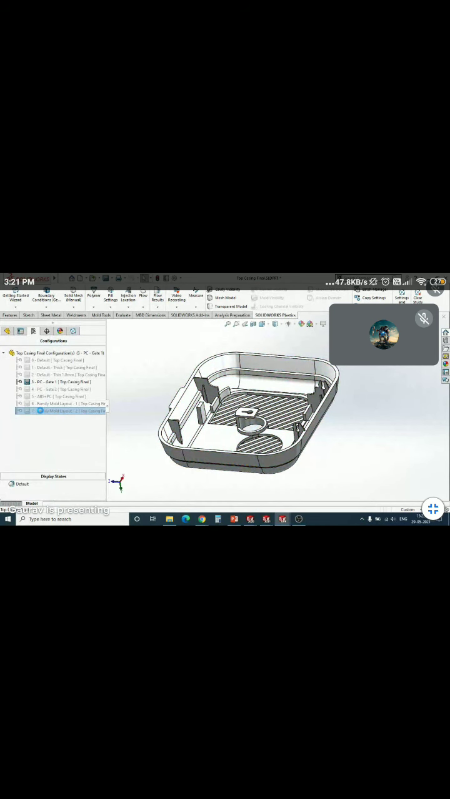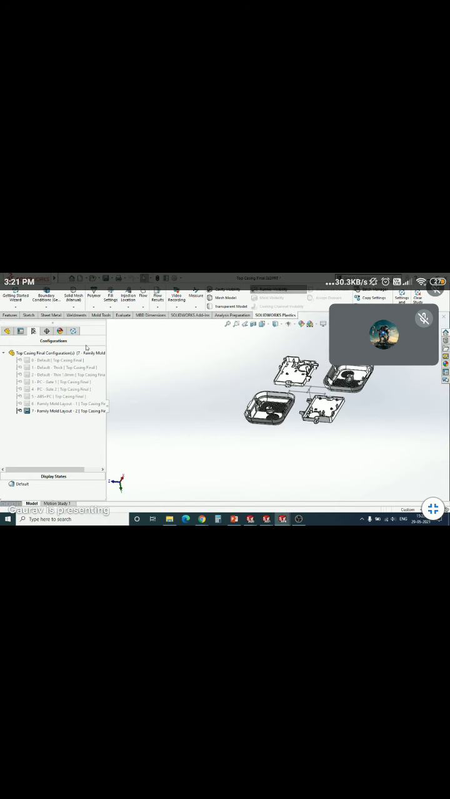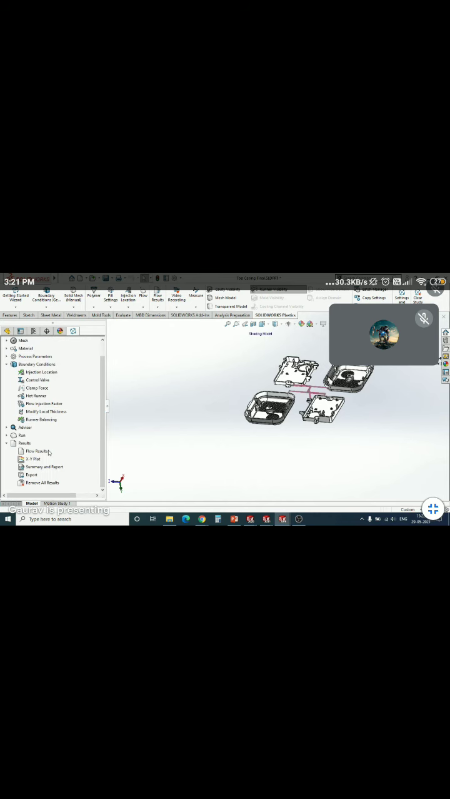You can even perform multiple mold cavities, like a family mold created with top and bottom casing both together. If I want to extract that out, that can also be done. So you can create the model accordingly and then check for the results, after giving all the boundary conditions.